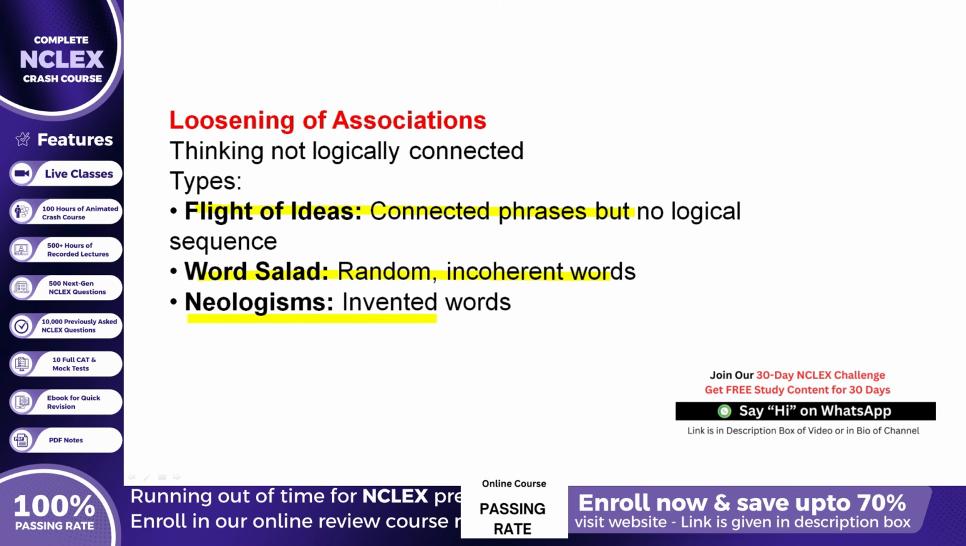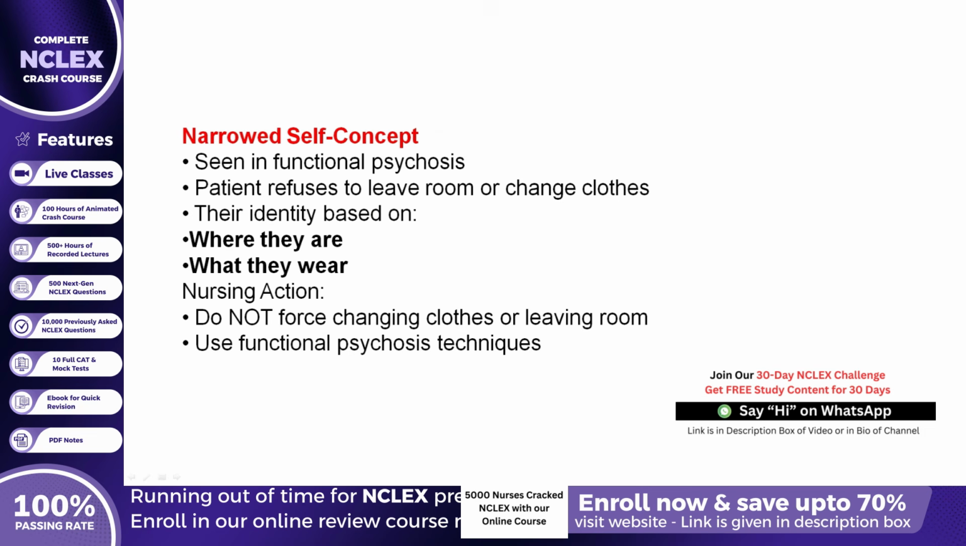Now, moving forward, narrowed self-concept is something that we commonly see in functional psychosis. In this condition, the patient may refuse to leave their room or refuse to change their clothes. Their identity becomes based on where they are and what they wear. In terms of nursing action, we must remember that we do not force changing clothes or leaving the room. Instead, we rely on functional psychosis techniques to guide our communication and interaction.